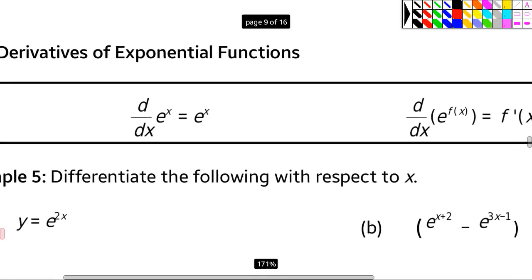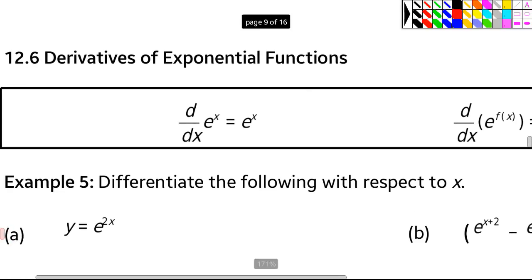Alright, today we are going to do 12.6, differentiate of exponential. Earlier on we learned how to differentiate the three main trigo functions: differentiate sine, differentiate cosine, differentiate tangent. Today we are going to learn how to differentiate exponential.